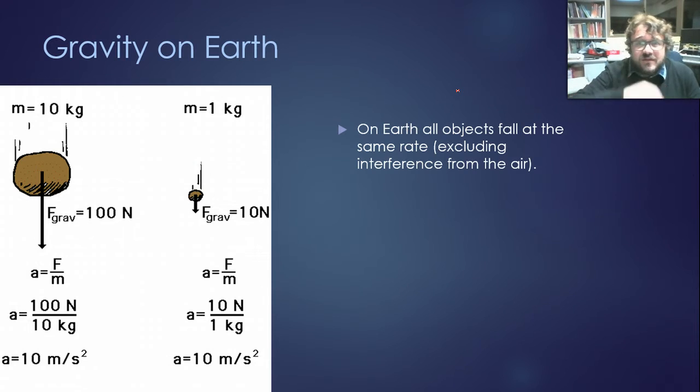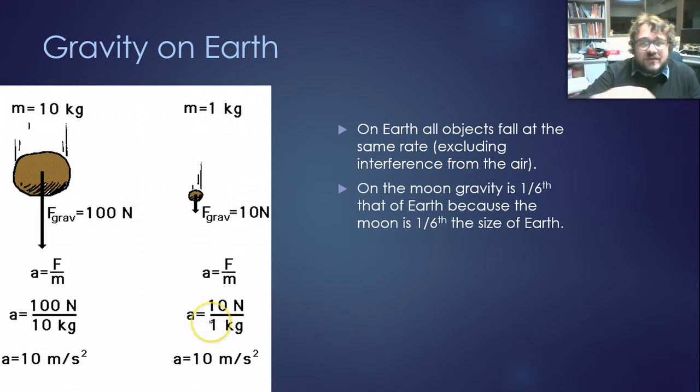All right, so gravity on Earth. Basically, on Earth, all objects fall at the same rate, and this excludes interference from air. If you dropped a hammer and a feather, they're going to fall at different rates, and we see this here. This is why: if you've got a large object, because gravity is mass times mass, it will be 100 newtons times that. If it is a small object, it is 10 newtons times that. So you get the point.